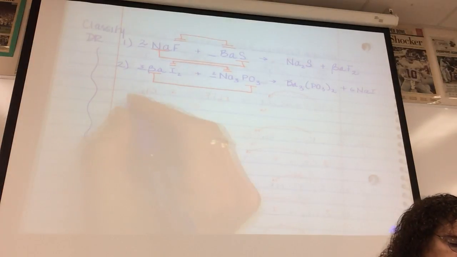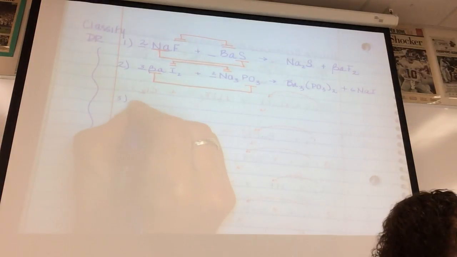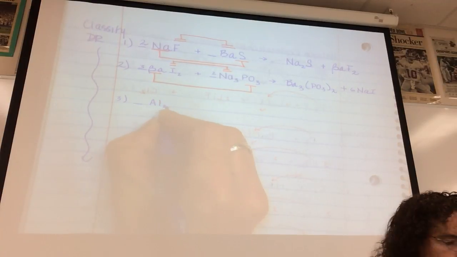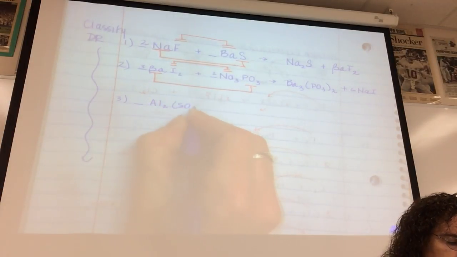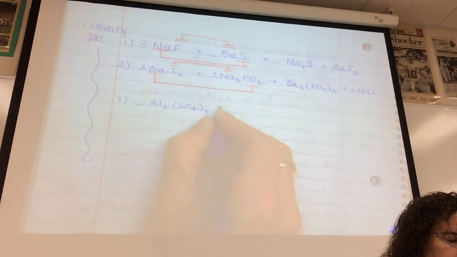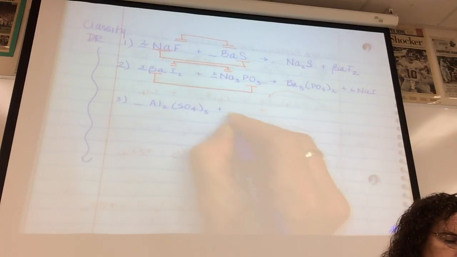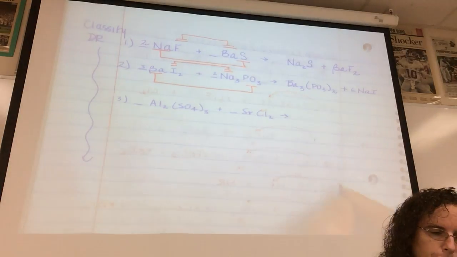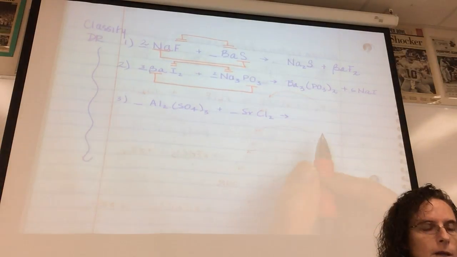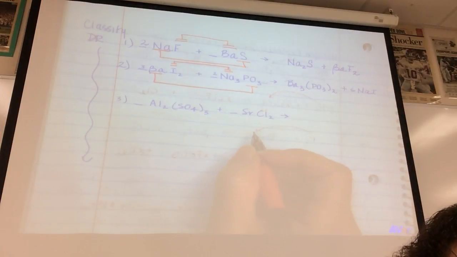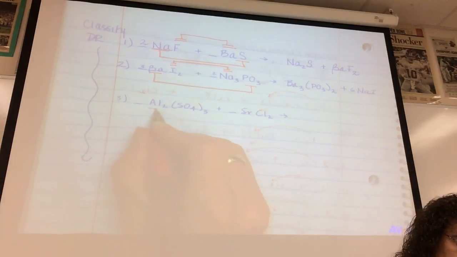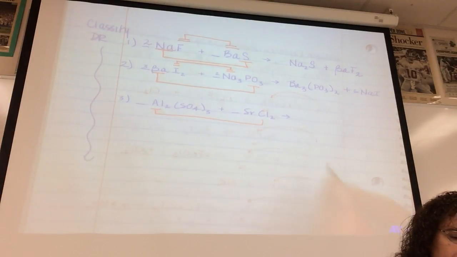All right. We've got aluminum sulfate reacting with strontium chloride. Sarah, what do we do? Good. How do we formula write that?